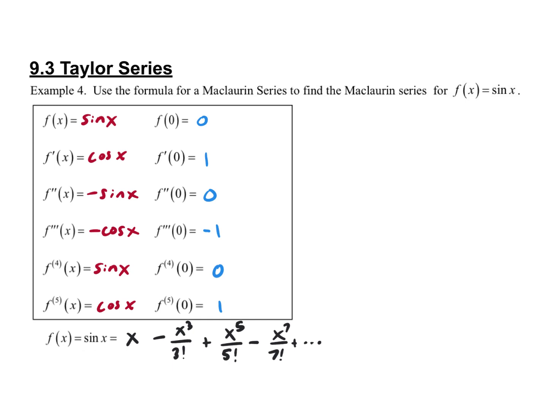And somehow in your head, you've got to keep that straight. The odds go with sine, the evens go with cosine, and you're going to need to know that. And not only will you need to know that, you'll want to know that. It's going to make it so much easier to do.